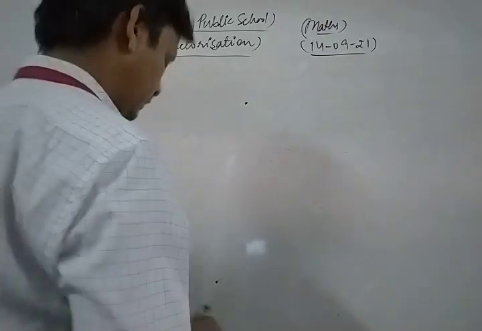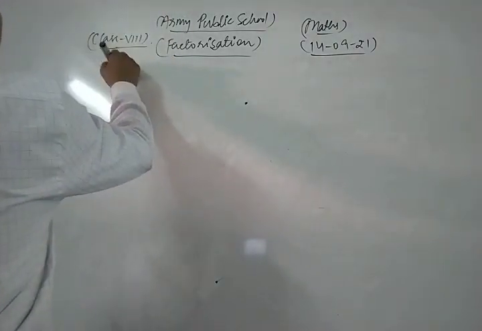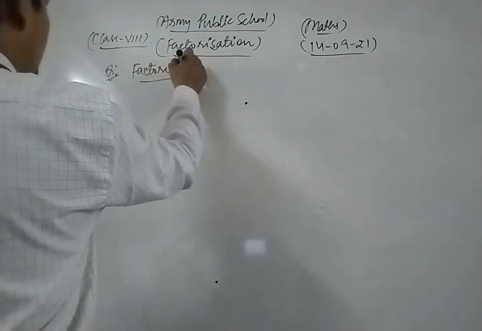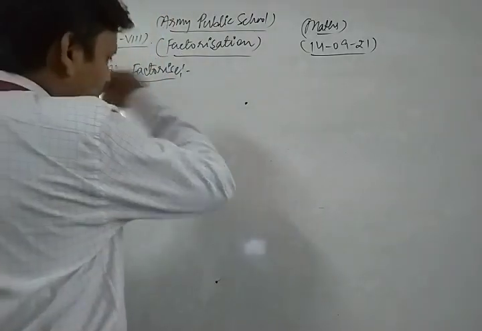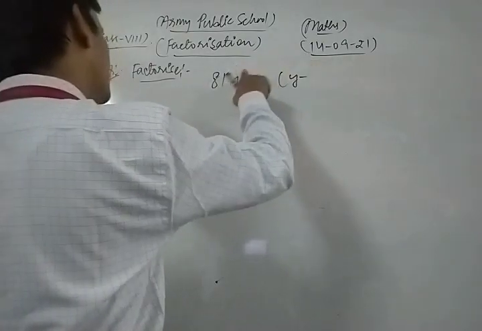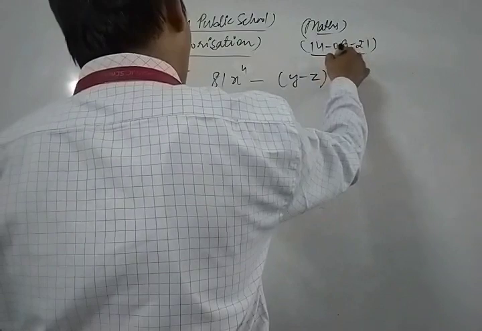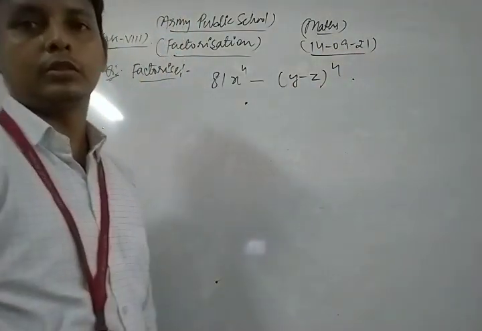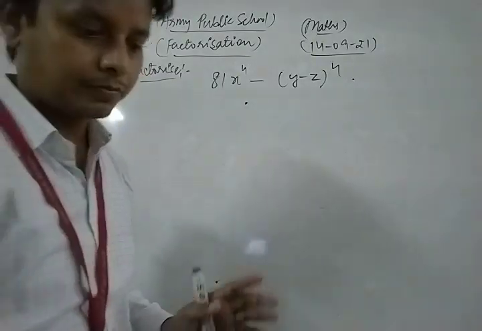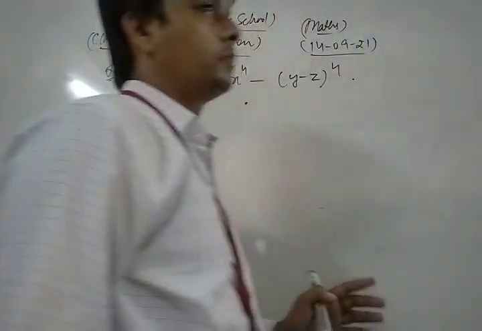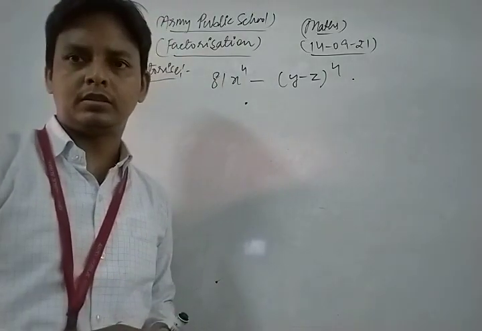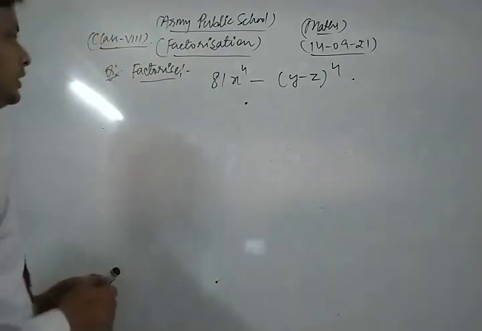Now look, we take a question. Factorize 81 x square minus x to the power 4 minus y minus z to the power 4. This is also a very important question related to your topic factorization. Now look, what is the process to solve this question? Let's see the solution, dear students.